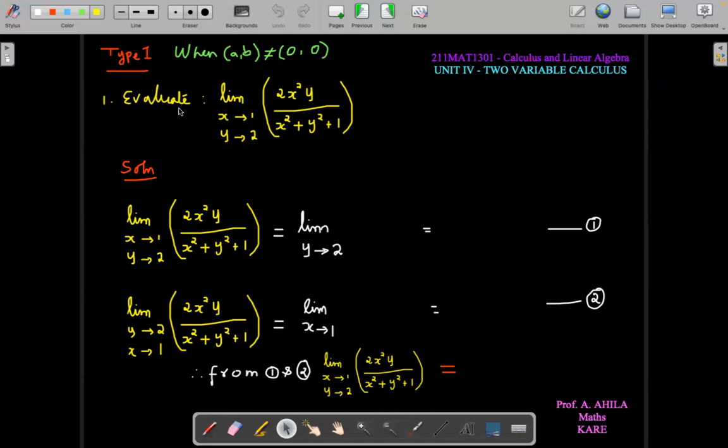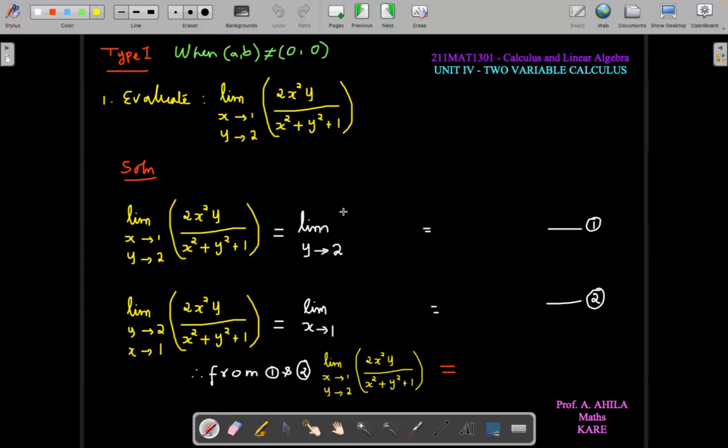See the question: evaluate the limit as x tends to 1, y tends to 2, of the function 2x square y by x square plus y square plus 1. So how do we do it? Do along with me. We consider the function as it is: x tends to 1, y tends to 2, 2x square y by x square plus y square plus 1. Now I apply x tends to 1. That means instead of x, I substitute 1. When I substitute x equal to 1, I should not write this x tends to 1 here.